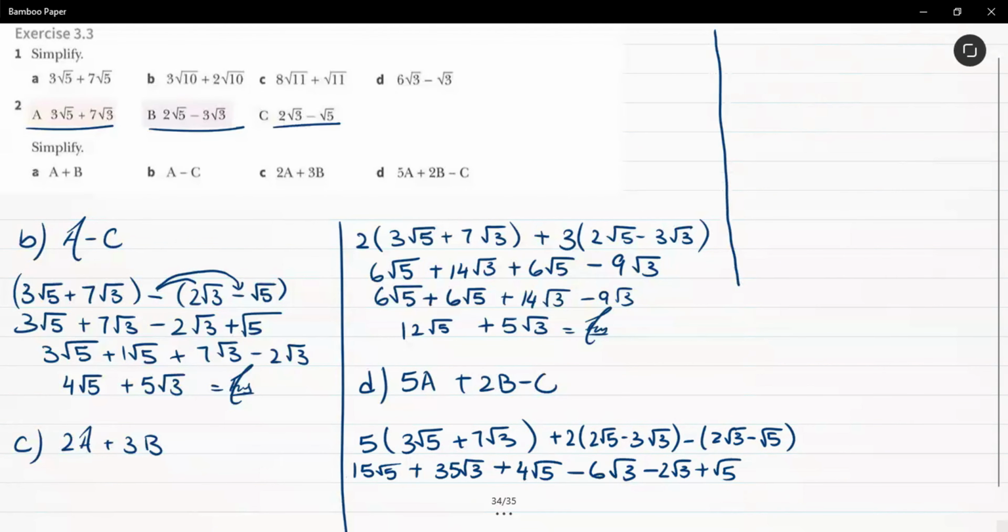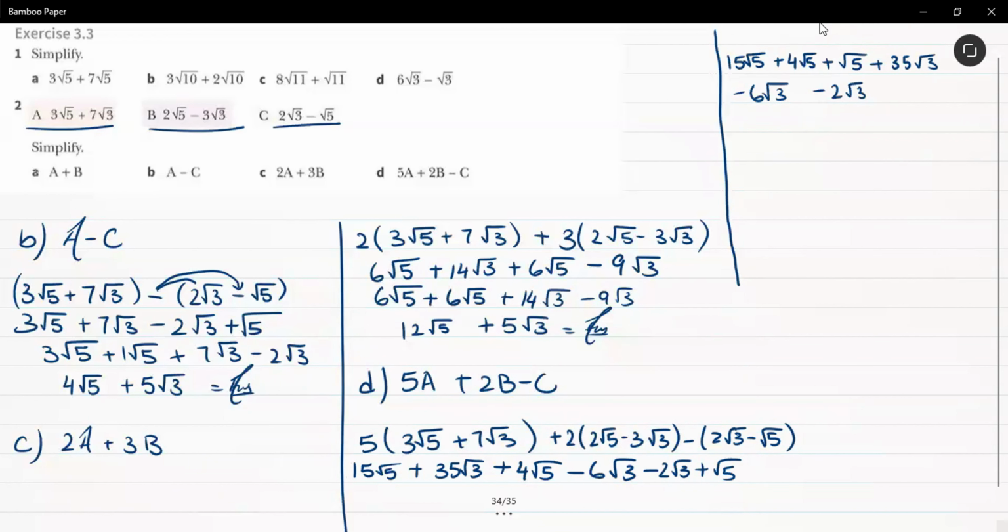So basically now just simplify this. 15 under root 5. I'm going to rearrange the equation so as to bring the surds back into place. Plus 4 under root 5, plus under root 5, plus 35 under root 3, minus 6 under root 3, minus 2 under root 3.